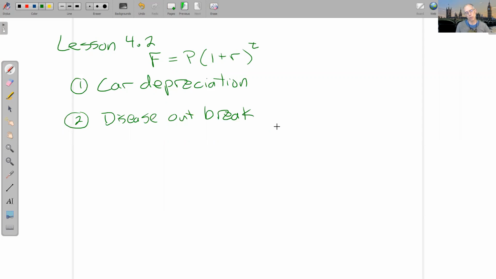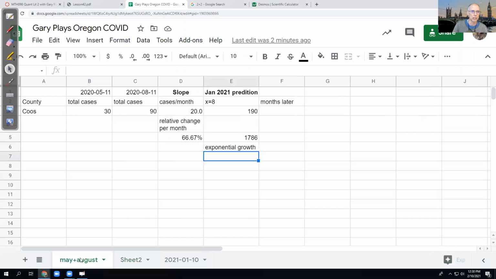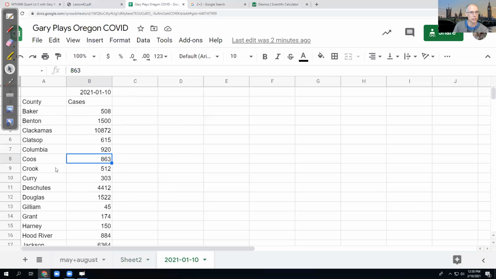And you may remember I gave some data on COVID-19 a while ago and asked you guys to play around with a linear increase in the COVID numbers. So for example, Coos Bay in May had 30 cases, and in August they had 90 cases. That's an increase of 20 cases per month. Based on the May number and the 20 increases per month, I predicted there would be 190 cases in January. Well, it turns out that in January in Coos Bay, there were almost 900 cases.